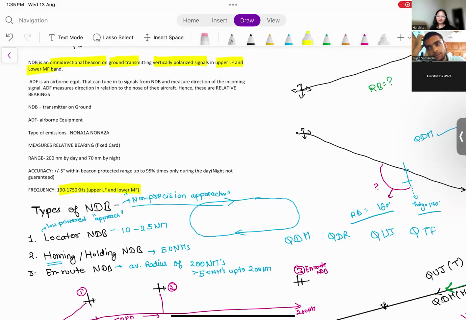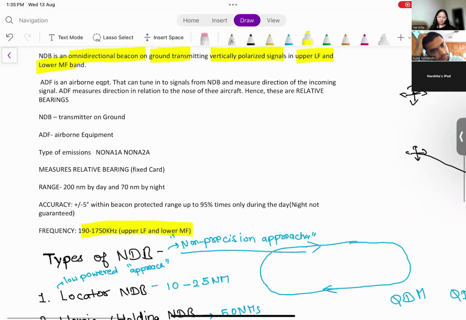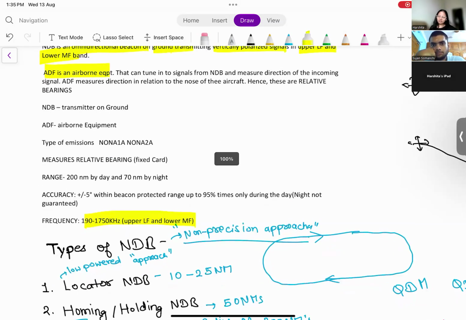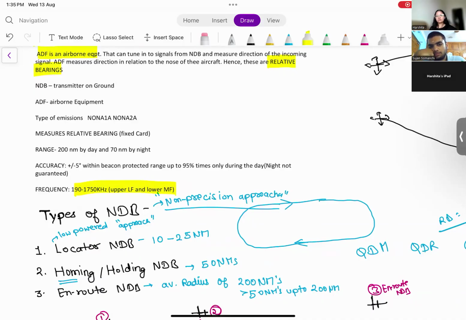Right? Yes. NDB is a ground-based equipment. ADF is an airborne equipment. Right? What does it give you? It gives you relative bearings. From where? With relation to the nose of aircraft. So NDB is situated on ground. ADF is in the aircraft, the airborne equipment. Type of emissions are N0N A1A and N0N A2A. What does it do? It measures relative bearing from the fixed card. We will see in the upcoming chapters what are fixed card, what are movable cards.